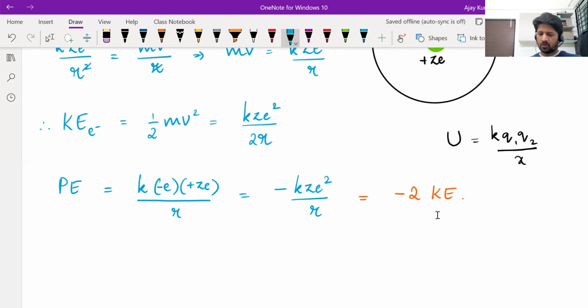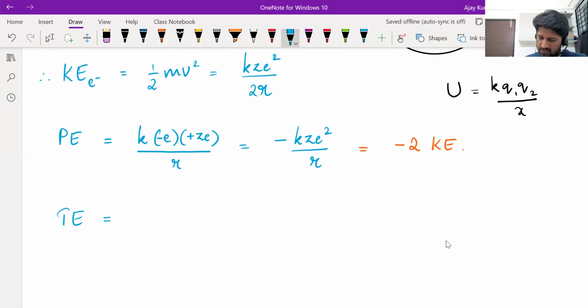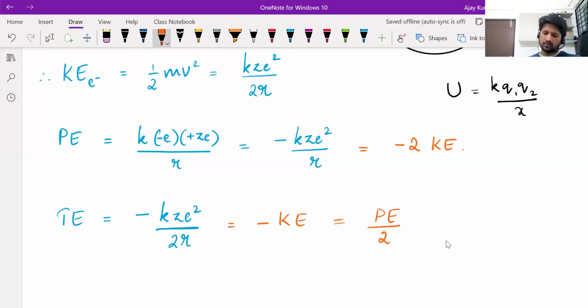Now you know potential energy and kinetic energy, then you can tell the total mechanical energy of the electron revolving around the nucleus. Add those two, it becomes minus kZe square by 2r. So you can say that the total energy is negative of kinetic energy. You can also say it is half of the potential energy. And total energy being negative means it is a bound system.